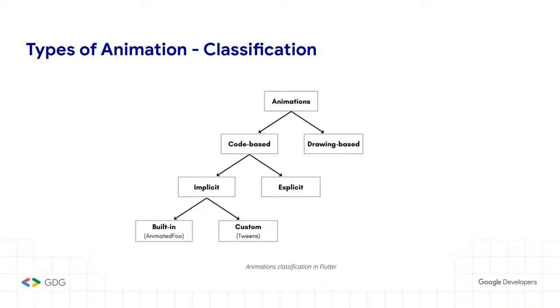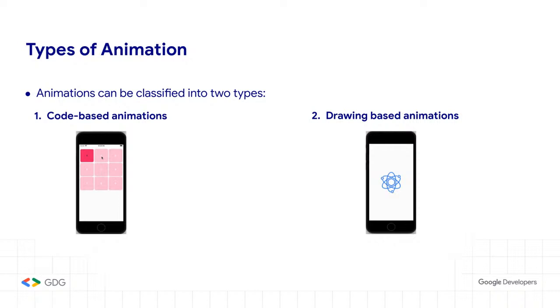Code based can in turn be divided into implicit animations and explicit animations. Implicit animation is when you want to have the simplest form of animations in your application, and they are also of two types called built-in and custom, which we will explore later. So just note that implicit animation is when you want the simplest kind of animation, and explicit is for a little higher level animations, when you want the user to have control over the animation. Let us look at them in more detail.